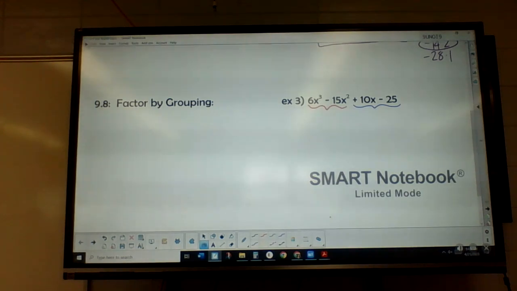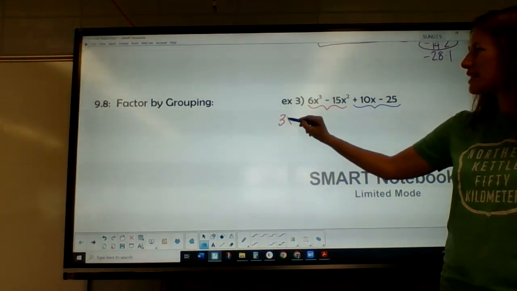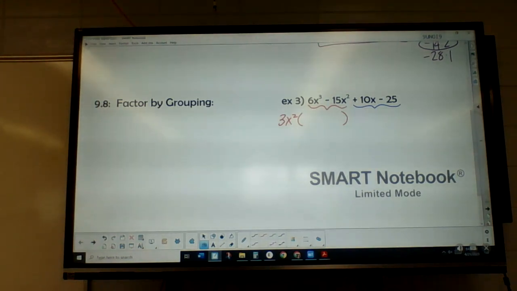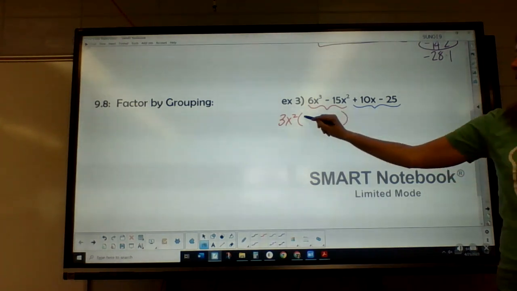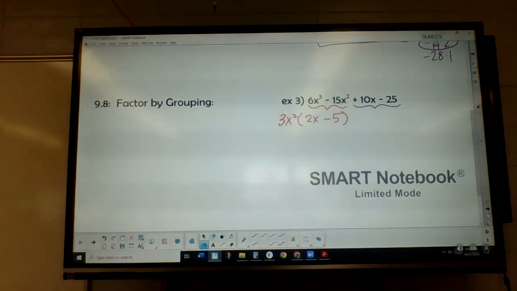So 6x to the third minus 15x squared. Chase, what do you want to take out? 3x squared. And you want to take out as much as you can. If you leave extra stuff behind, this just won't work. So we take a 3x squared out because that 3 is common, but so is the x squared. So we're left with 2x and then a minus 5. Out of the 10 and negative 25, you can take out a 5.